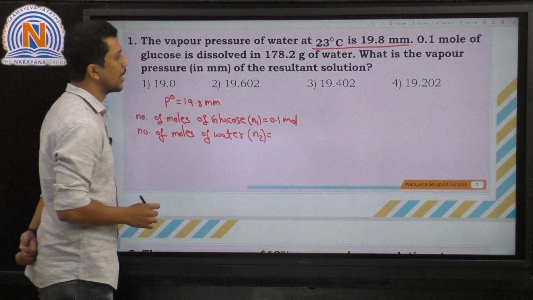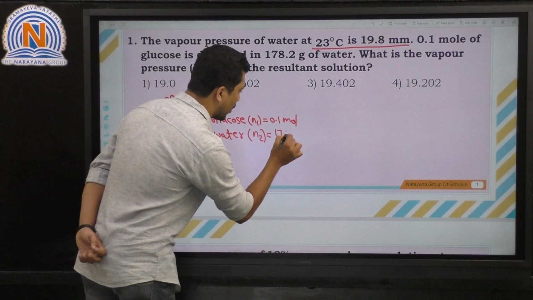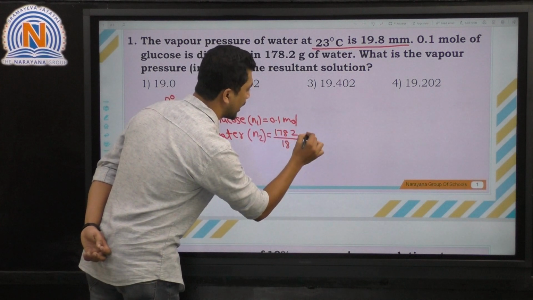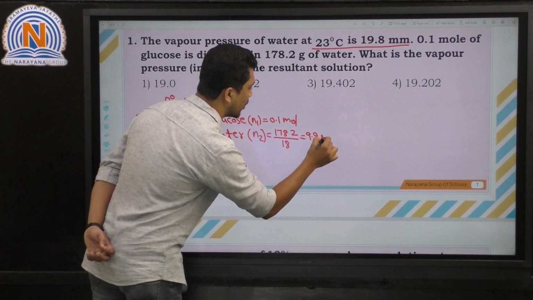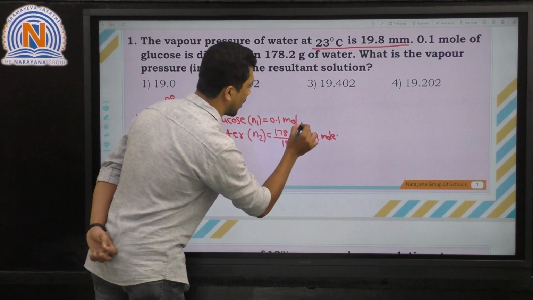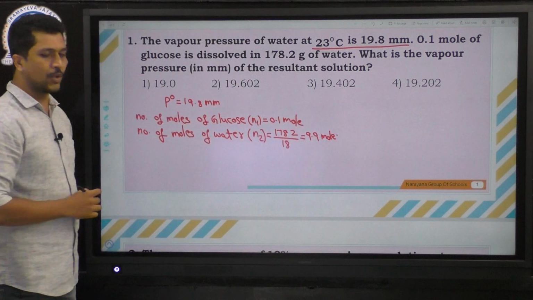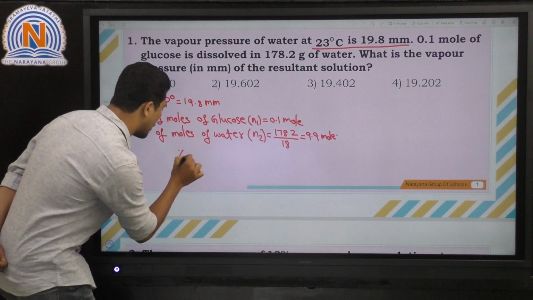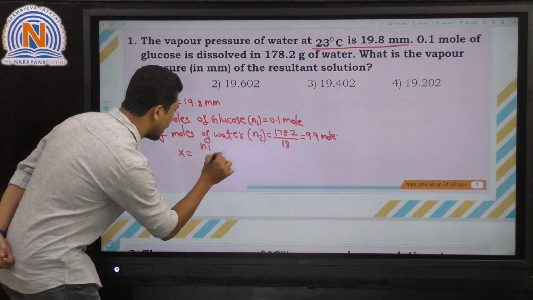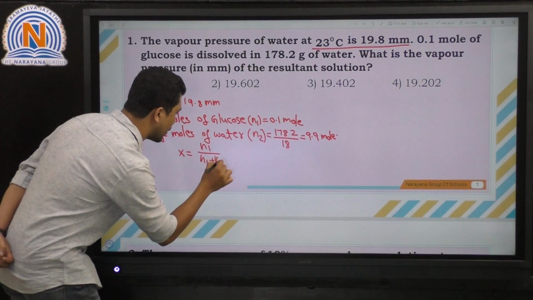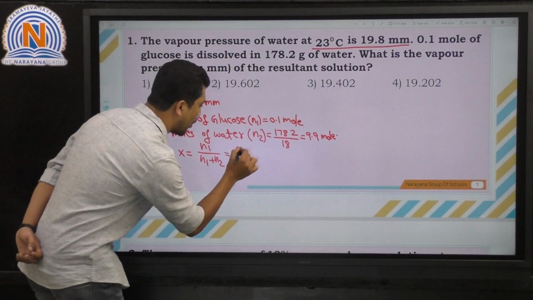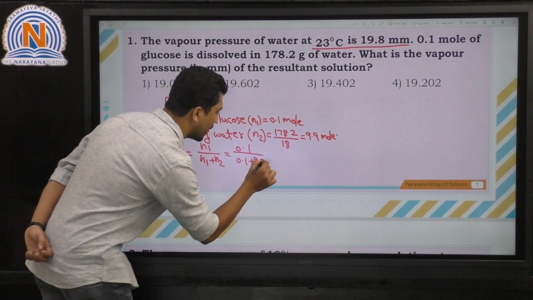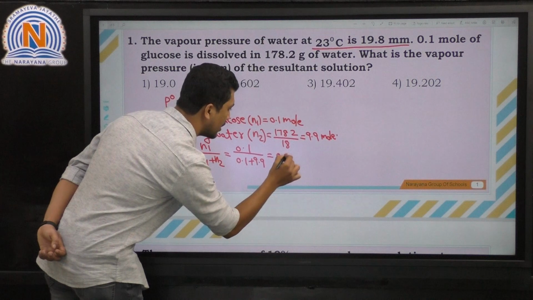The number of moles of water, N2, equals the given weight 178.2 divided by the molecular weight 18, which is 9.9 moles. Now we can calculate the mole fraction X equals N1 by N1 plus N2, so 0.1 by 0.1 plus 9.9, which is equal to 0.01.